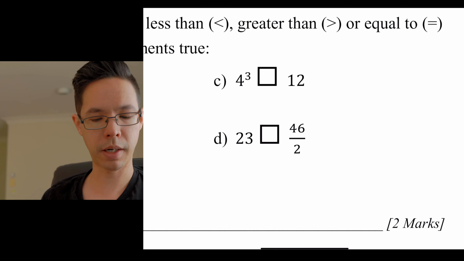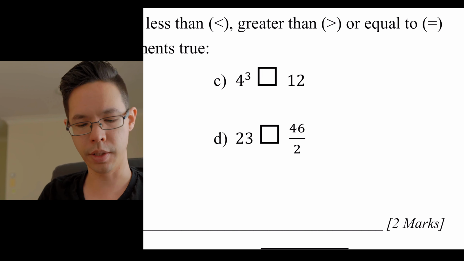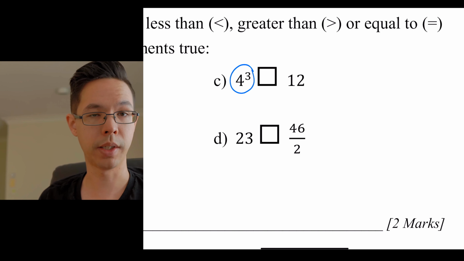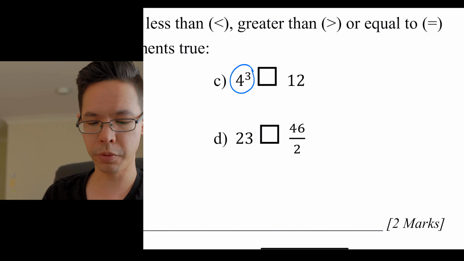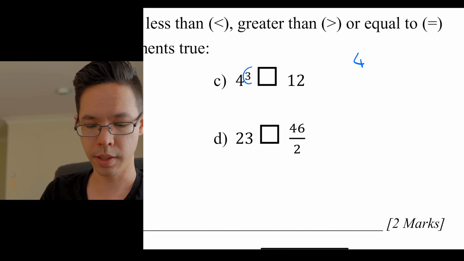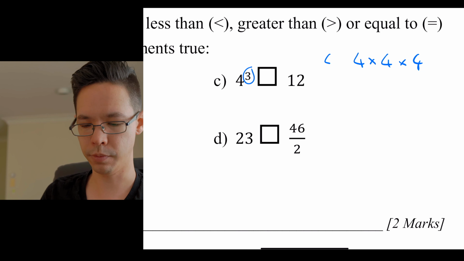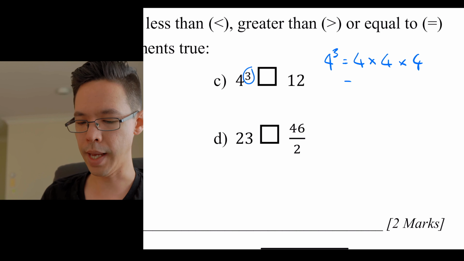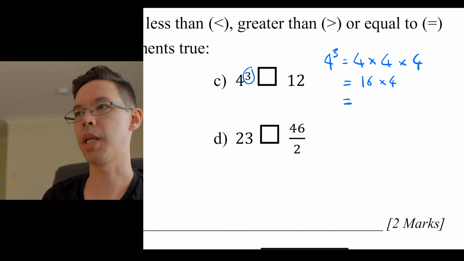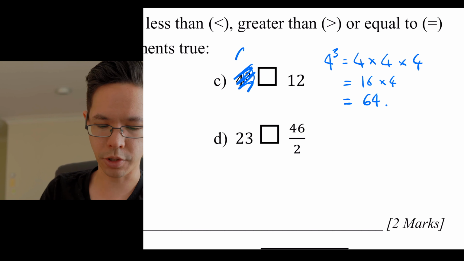C, 4 to the power of 3 compared to 12. Okay, so I'm going to convert this number here into a regular whole number that we can now compare easily. So what does 4 to the power of 3 mean? Well, it means that 4 is multiplied by itself this many times. So, okay, so that's 4 times 4 times 4. And now we can just calculate that out. 4 times 4 is 16. And then times that by 4, 16, 32, 64. So this number here is actually 64.